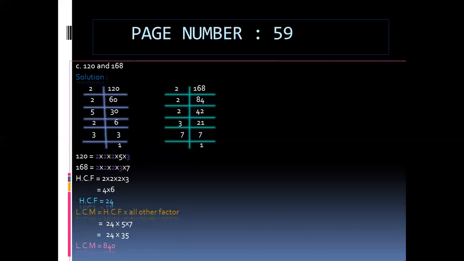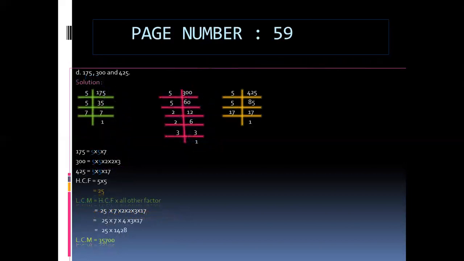HCF multiplied by all other factors. Check the remaining factors. In 120, 5 is left, and in 168, 7 is left. HCF is 24 and the other factors are 5 multiplied by 7. After the multiplication, 840 is the LCM of 120 and 168. HCF is 24 and LCM is 840.